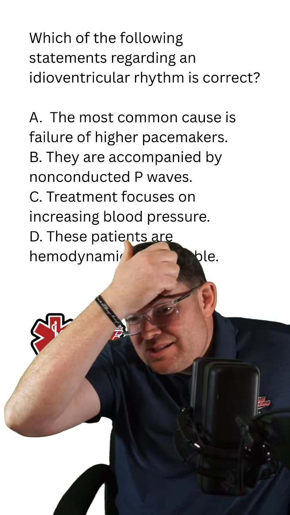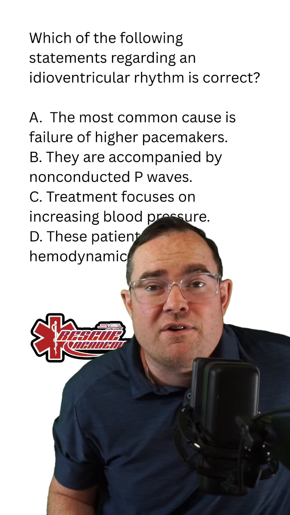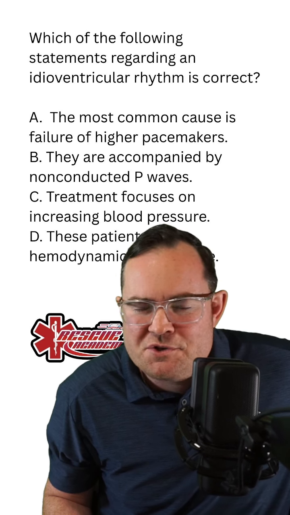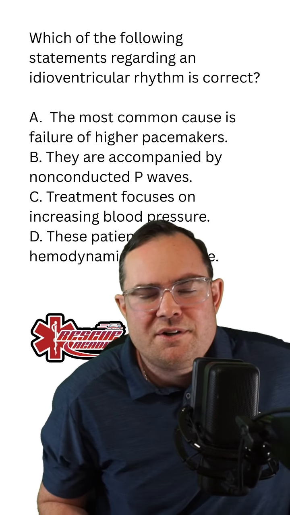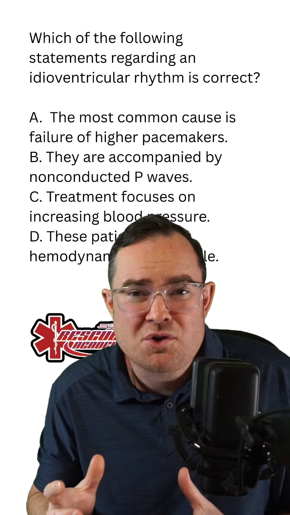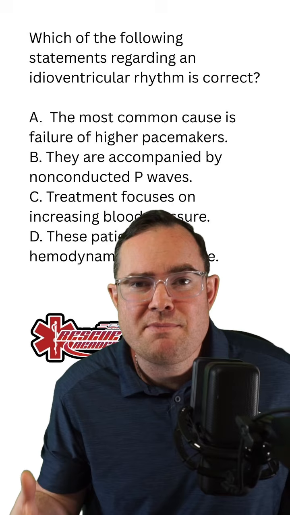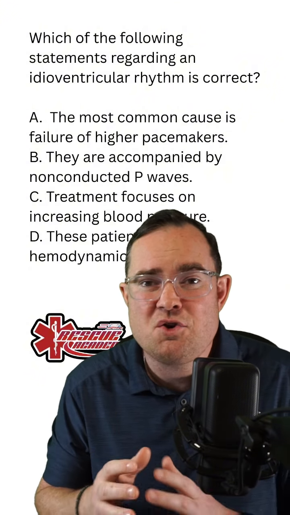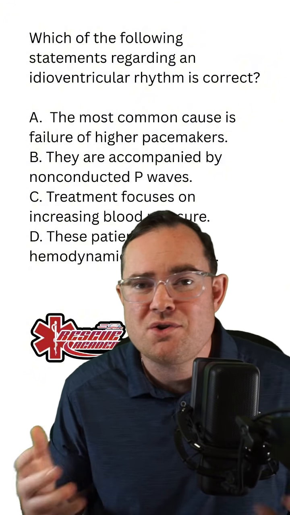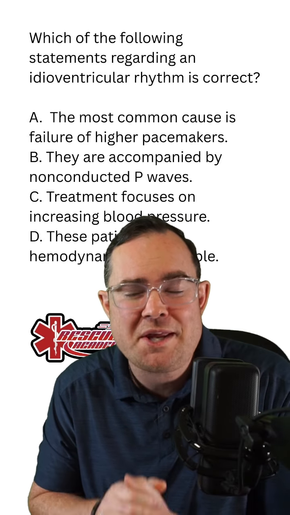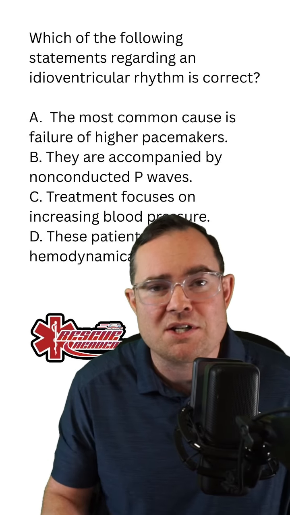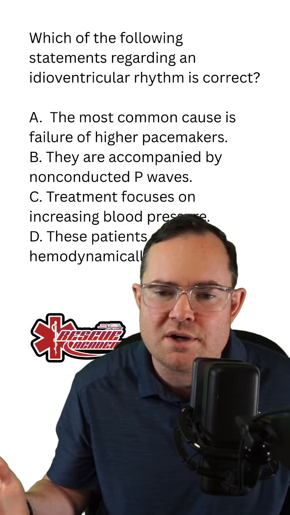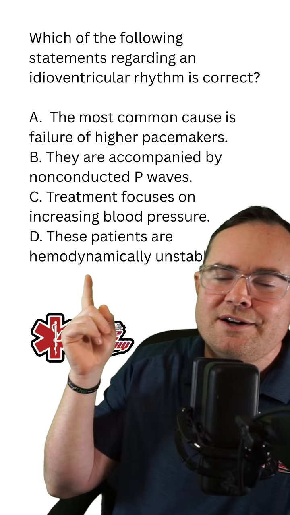Now, I do think this test question would be kind of challenging for a lot of students. And let's talk first off, what is idioventricular? Idioventricular is when your ventricles have to be the primary pacemaker of the heart. And if your ventricles take over, the normal ventricular rate or intrinsic rate is 20 to 40 beats per minute, which is extremely slow. Now, the problem with that is over time, these patients will become hemodynamically unstable.